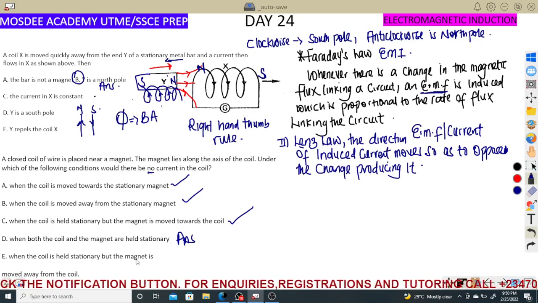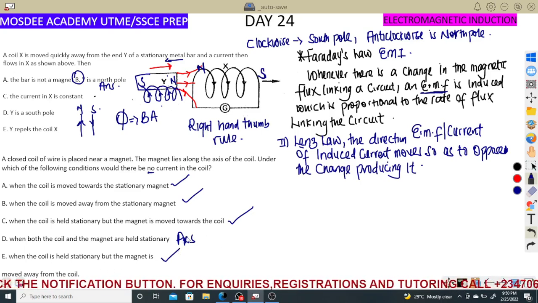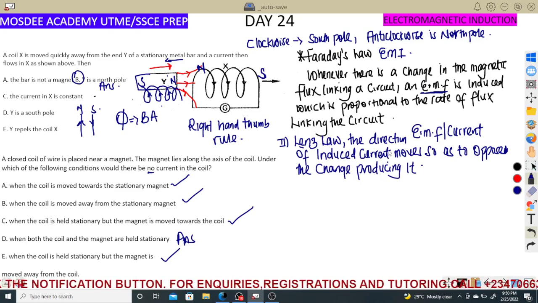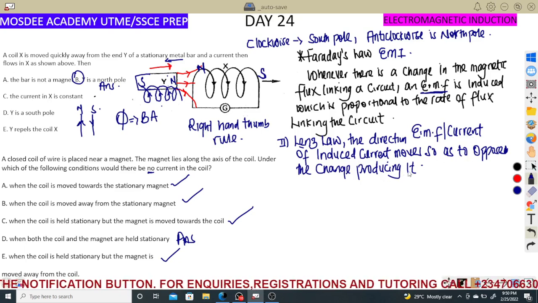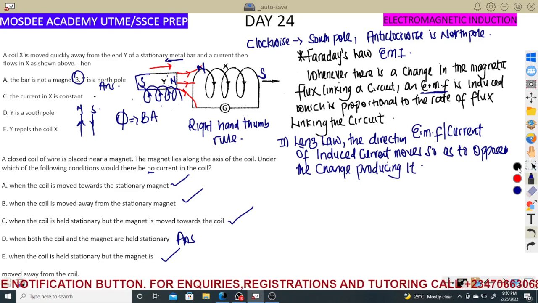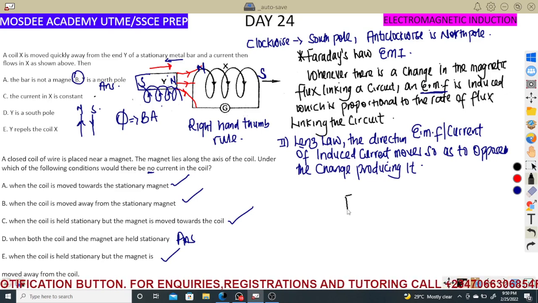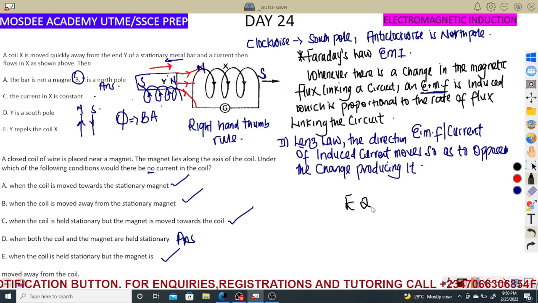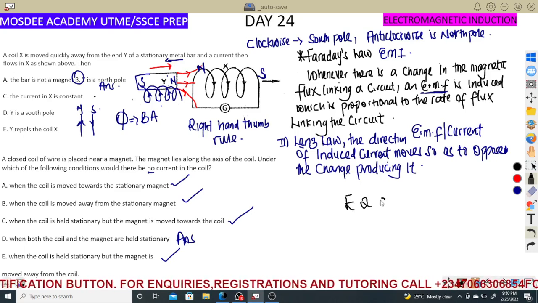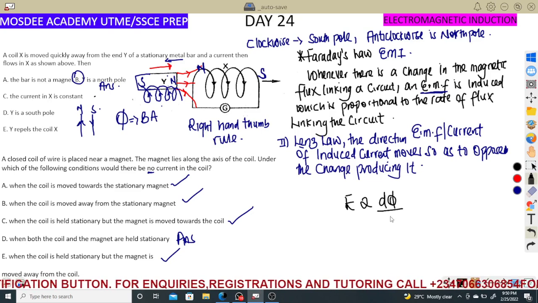When the coil is stationary but the magnet is moved away, this is also going to produce an induced current or induced EMF. Lenz has told us that the direction of induced current moves in such a way as to oppose the change producing it. Now, from Faraday's law of electromagnetic induction, we can say that whenever there's a change, that is the cut in relative motion, EMF or induced current is induced, which is proportional to the rate. So the EMF generated is proportional to the rate of change of flux, that is dphi by dt.